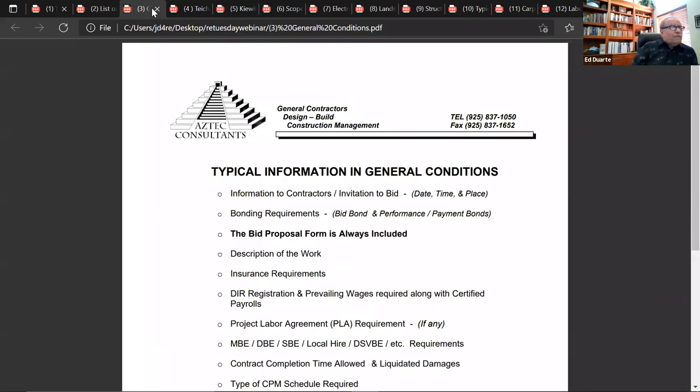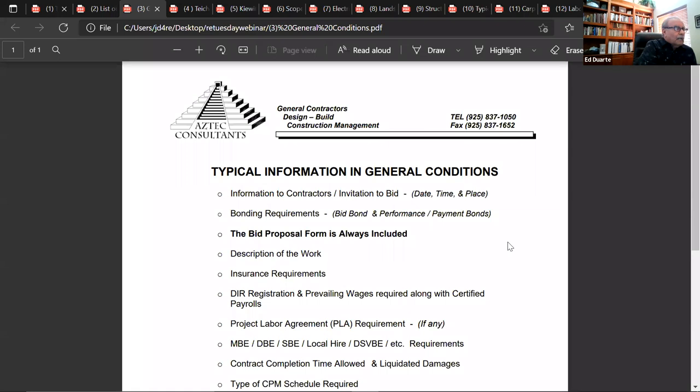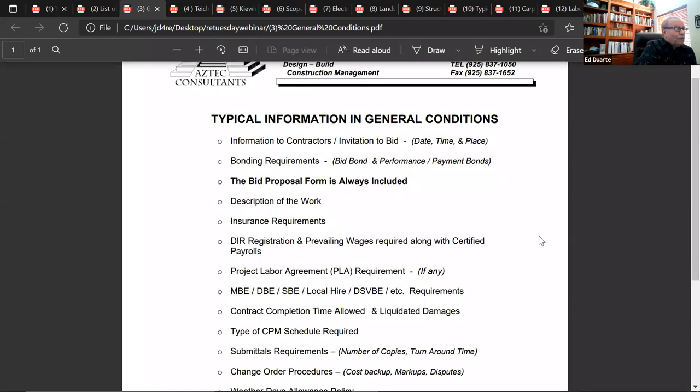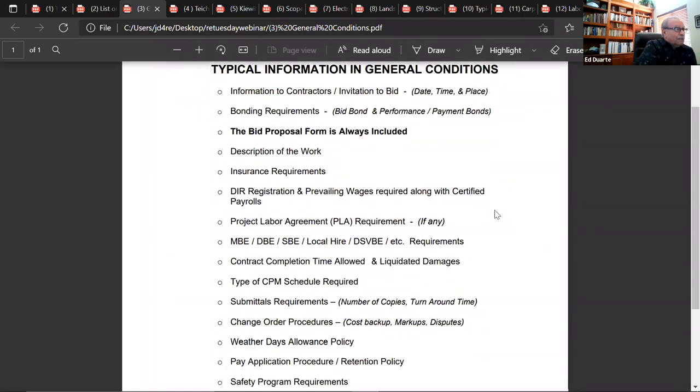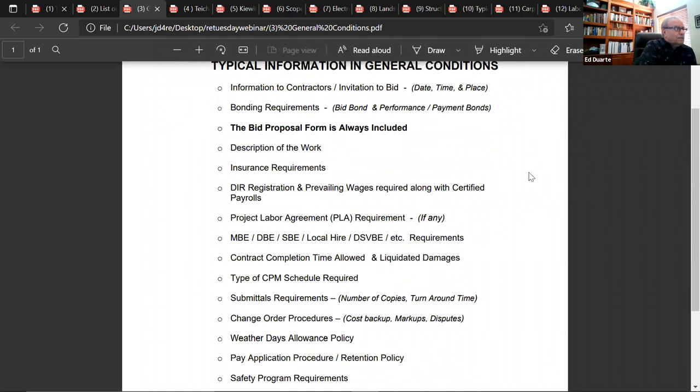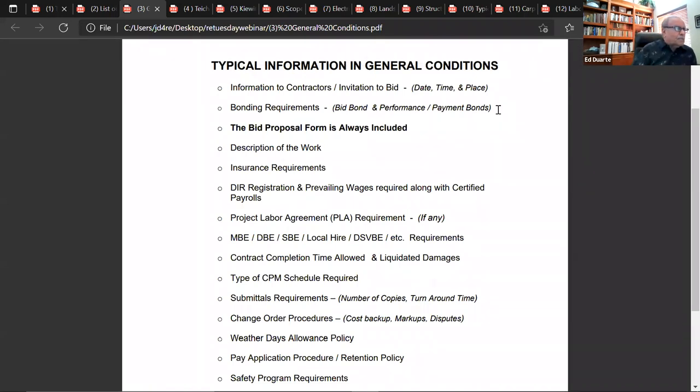In every project, there's what we call the information and the general conditions, which again have to be accounted for in your spreadsheet. Well, the top half dozen, they're the typical, again, the invitation to bid, which gives you the date, the time, and the place, the bonding requirements, the bid bond, the performance, and the payment bonds, which incidentally, those of you who are experienced, you already know this, only apply if you are bidding as a prime.